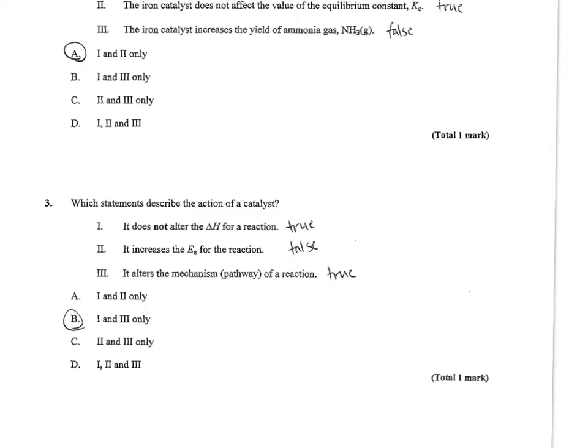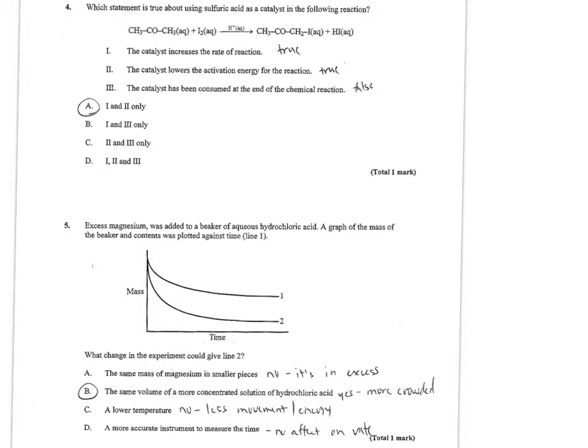And 3, it alters the mechanism or pathway of a reaction. That's true. That's why the activation energy decreases, is it provides an easier pathway or mechanism. So B would be my correct choice. Number 4, which statement is true about using sulfuric acid as a catalyst? So again, really doesn't matter what kind of reaction you're talking about.